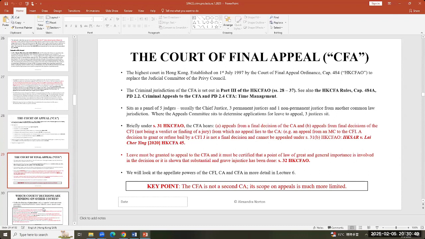In the Court of Appeal, if it's an appeal against conviction, it's heard by a panel of 3 judges. But in the CFA, there are 5 judges. The CFA's ability to hear an appeal is very restricted in nature. You have to be able to show that it's a point of law of great and general importance, or that substantial and grave injustice has been done. So there's no right of appeal to the CFA.